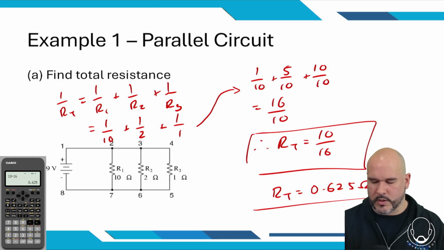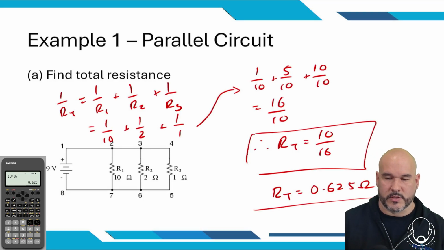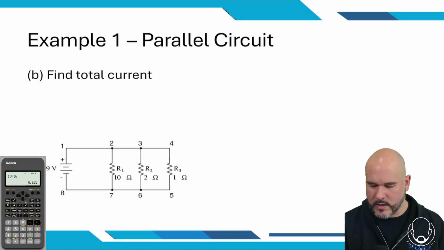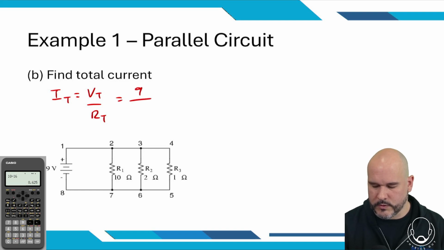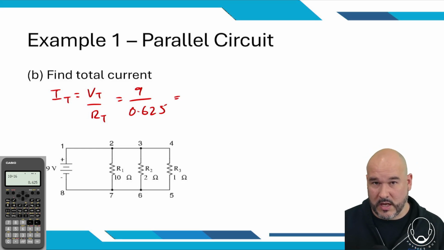The second part of the question is to find the total current. There are a couple of different ways you can do this, and I want to show you both. The first is to use the value from the previous question, 0.625. According to Ohm's law, total current is total voltage divided by total resistance. Total voltage is 9 divided by 0.625, so that'll be 9 times 16 over 10.